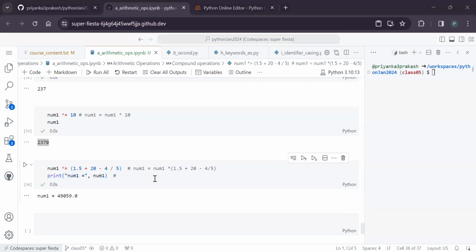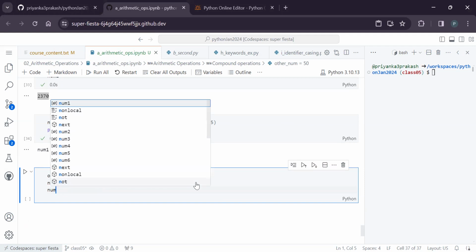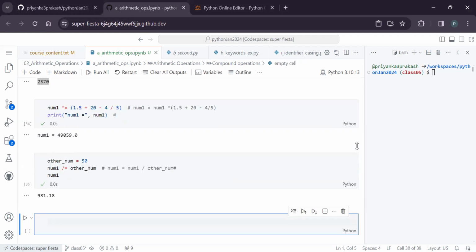Similarly, if I have another number and I want to do something with it, it is the same as adding in this way: number1 equal to number1 by the other number. I have two variables, I did the operation and assigned it back. So in this way we work.